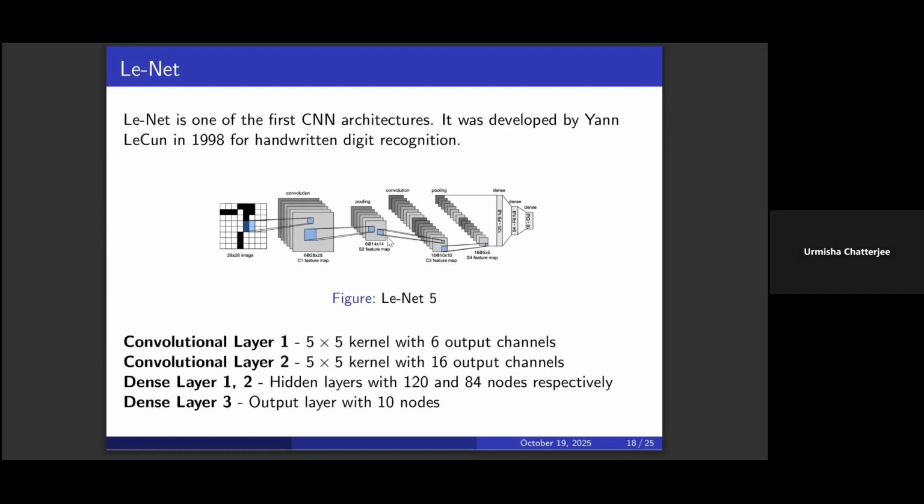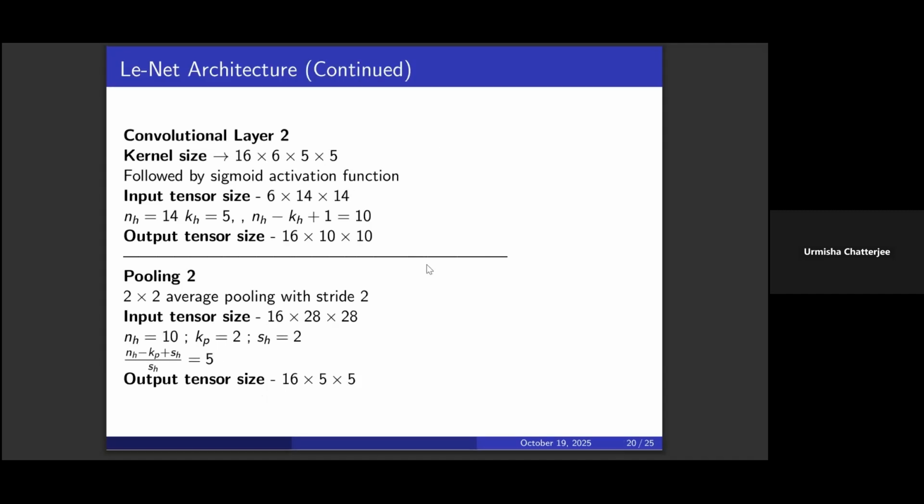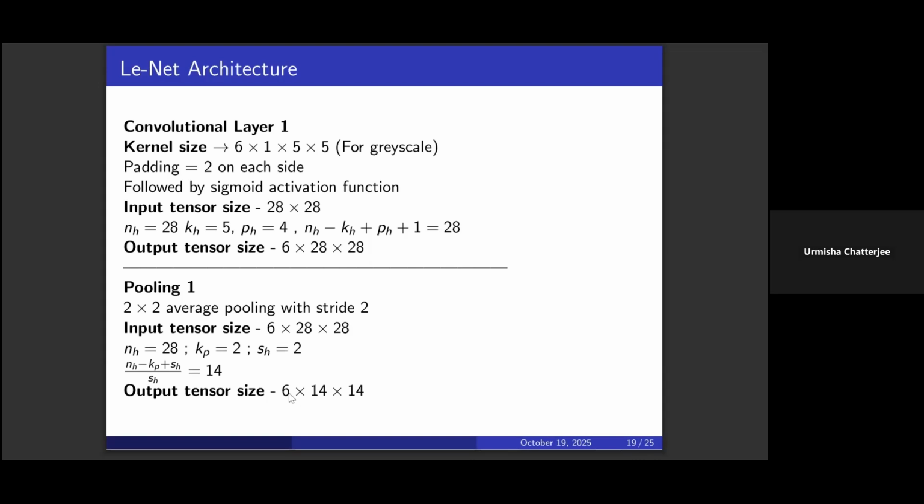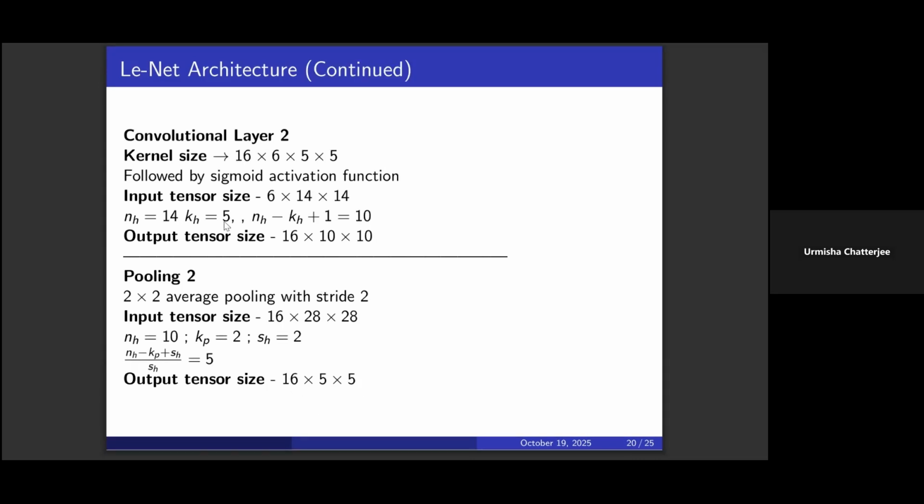Now in the next, as we move to the second convolutional layer, there he again uses a 5 by 5 kernel, but now 16 output channels. Similarly, we have a sigmoid activation function after that. So now our input size is from the last pooling layer, which is 6 by 14 by 14. So NH is now 14, kernel size 5. No padding has been used here. So NH minus KH plus 1 is 10. So output tensor size now becomes 16 by 10 by 10.